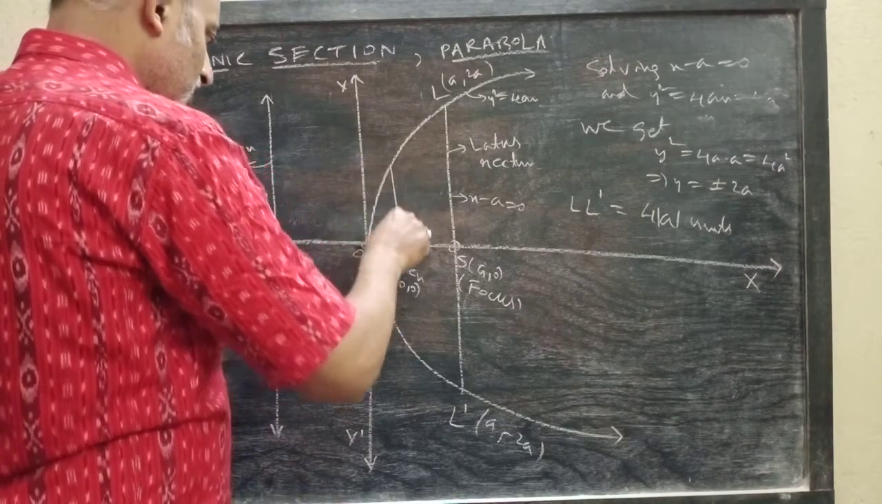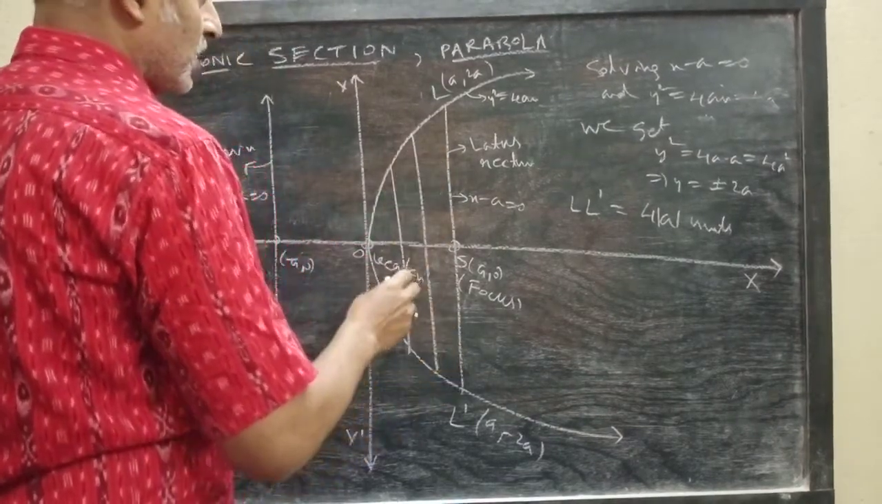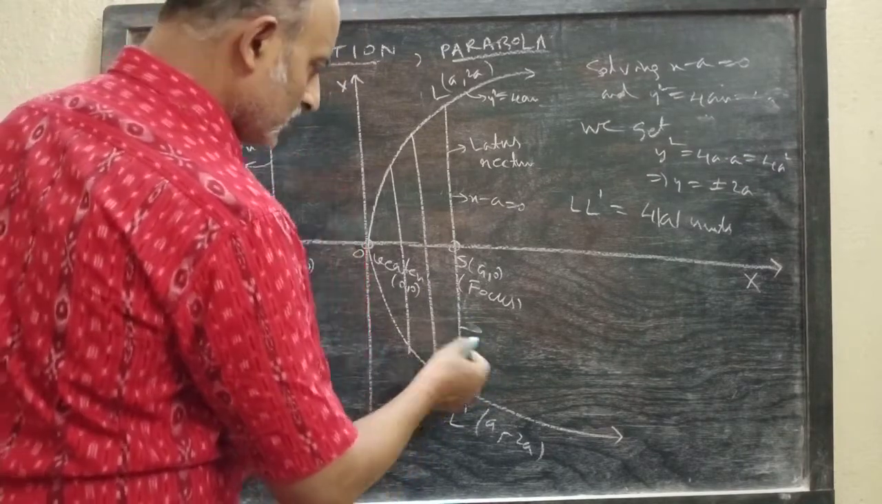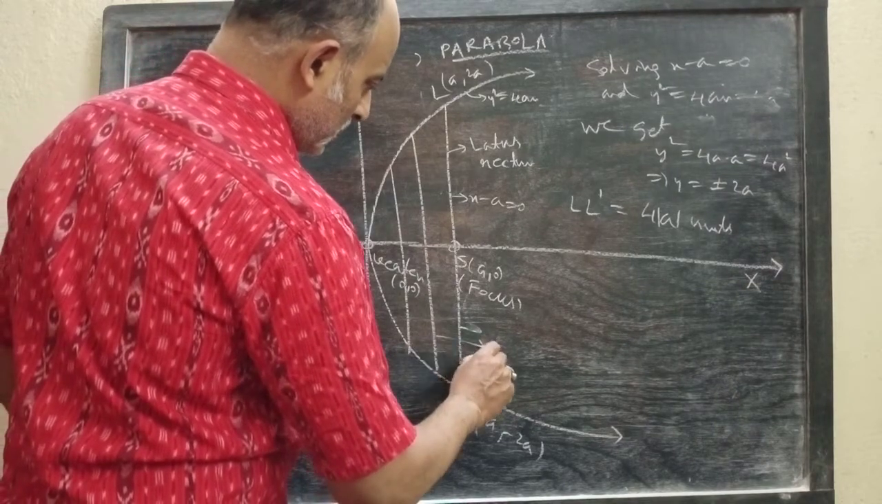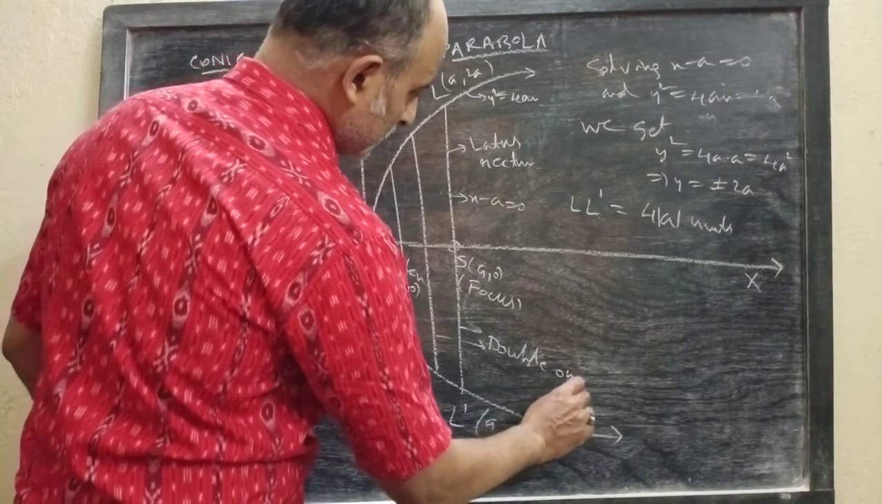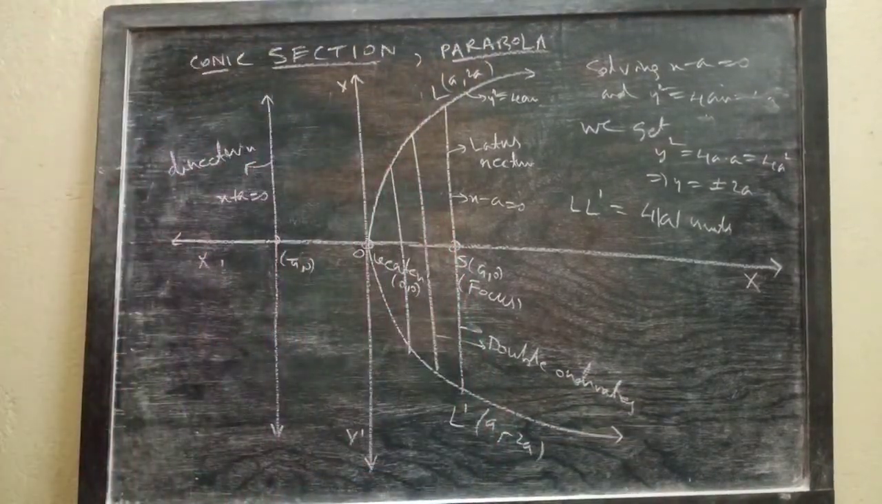These are double ordinates. There are infinitely many double ordinates. These are all double ordinates. This is also a particular double ordinate, and these all are double ordinates.